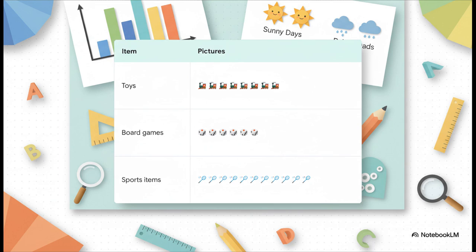Let's see, there are 8 train pictures, and our magic scale says 1 picture is 5 items. So what is 8 times 5? Yes, it's 40. For board games, there are 6 pictures, so 6 times 5 is 30. That's the magic of scale, so much easier.